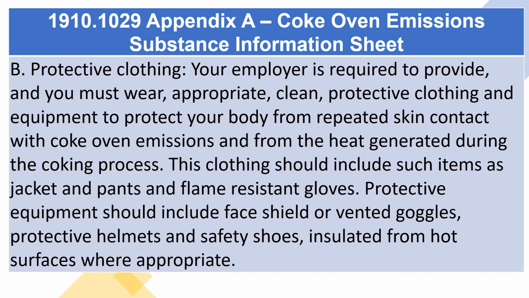B. Protective clothing. Your employer is required to provide, and you must wear, appropriate, clean, protective clothing and equipment to protect your body from repeated skin contact with coke oven emissions and from the heat generated during the coking process. This clothing should include such items as jacket and pants and flame-resistant gloves. Protective equipment should include face shield or vented goggles, protective helmets and safety shoes, insulated from hot surfaces where appropriate.